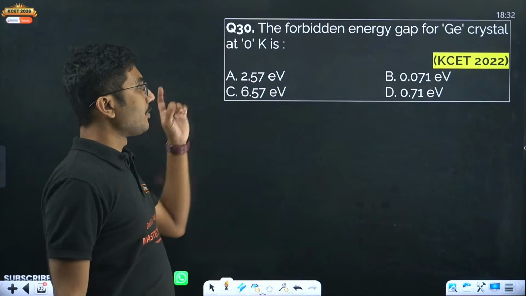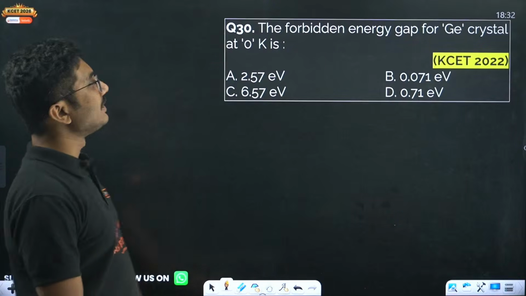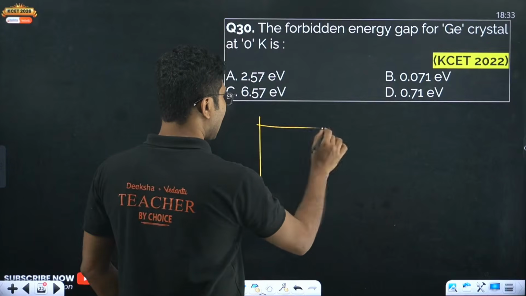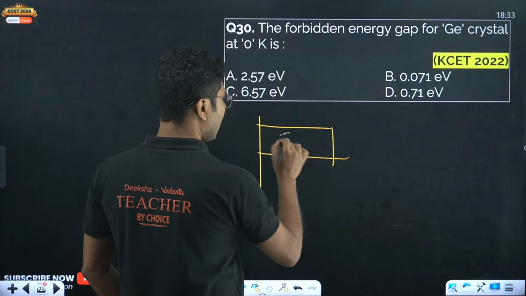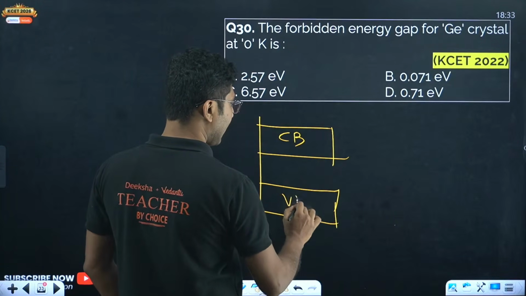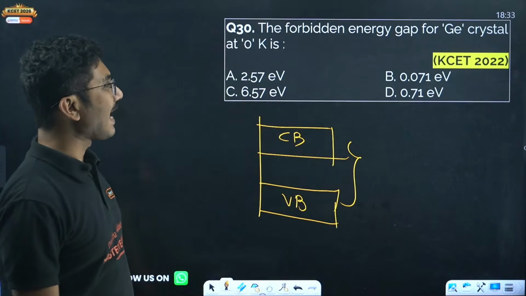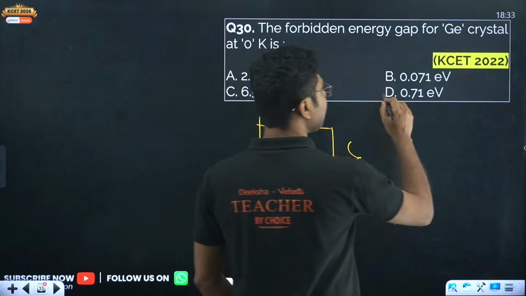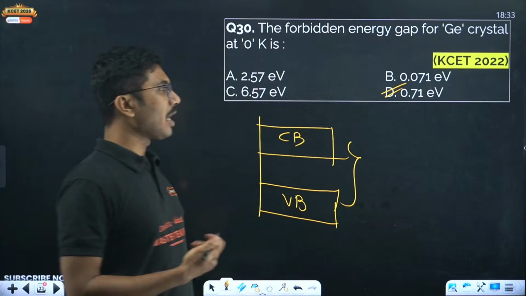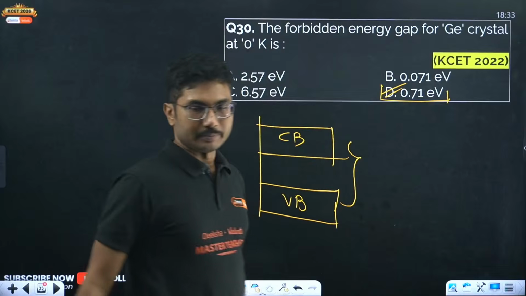The forbidden energy gap for germanium crystal at 0 Kelvin is... Forbidden energy gap means the energy gap between the conduction band and the valence band. This is called the energy gap, and that gap for germanium is 0.71 electron volt. So the correct answer is option D.